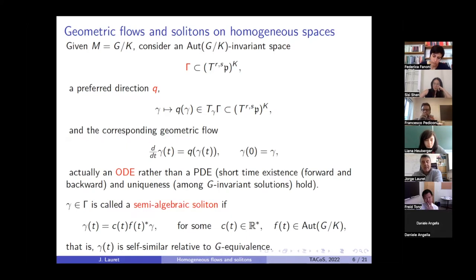So in this context, we can call a structure a semi-algebraic soliton if the solution starting at gamma is self-similar, with the special diffeomorphisms, the ones which are involved with the homogeneous space. These are solitons in general, of course, but the general definition of a soliton is with these diffeomorphisms F_t. If we stay in the G-invariant context, then we call them semi-algebraic solitons.